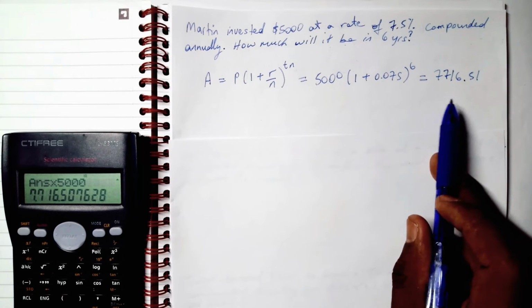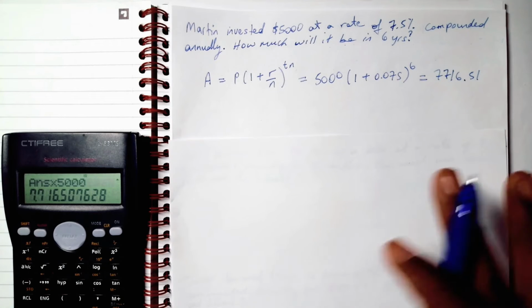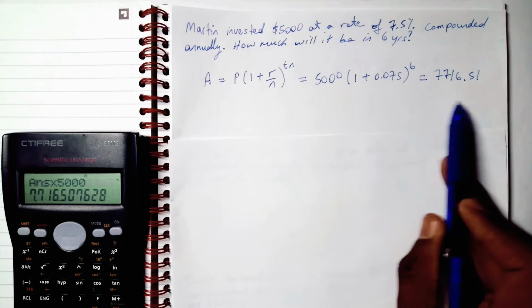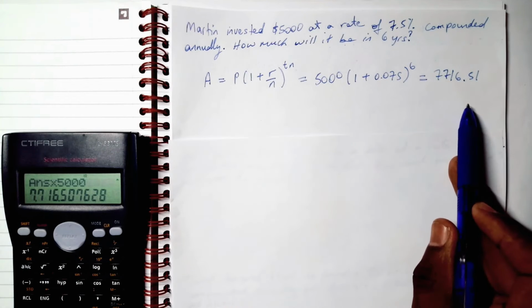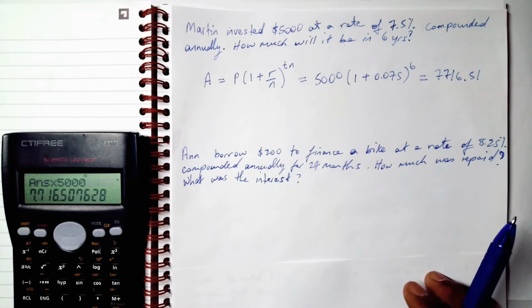This is a nice clean way. We don't have to go through the principles and the basics of compound interest. This is how we want it, and this is exactly what we did. All right, so now let's move on to another example.